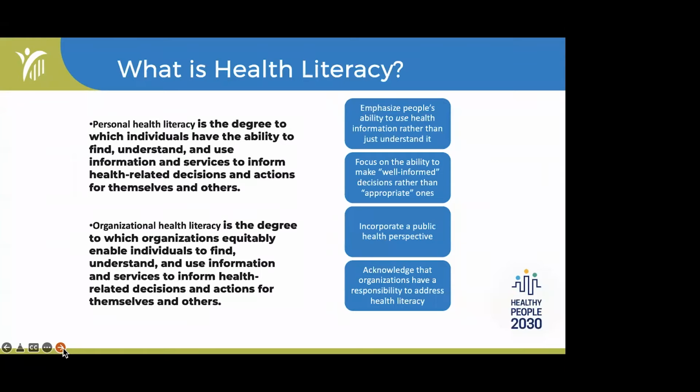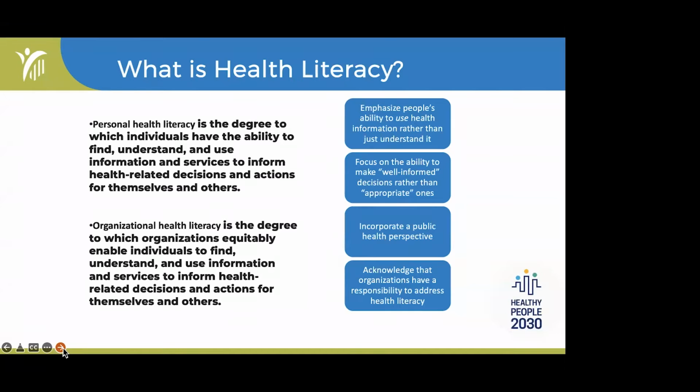First, an introduction to the term health literacy. These definitions are from Healthy People 2030, which address both personal health literacy and organizational health literacy. Many skills are needed to function effectively when it comes to healthcare. Health literacy is the degree to which individuals have the ability to find, understand, and use information and services to inform health-related decisions and actions for themselves and for others. So that is what is considered personal health literacy.